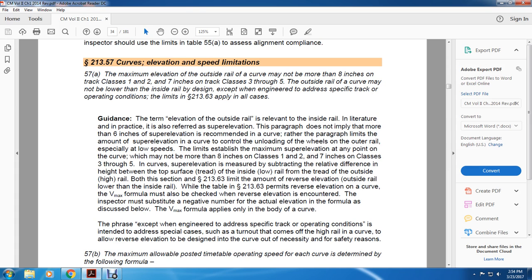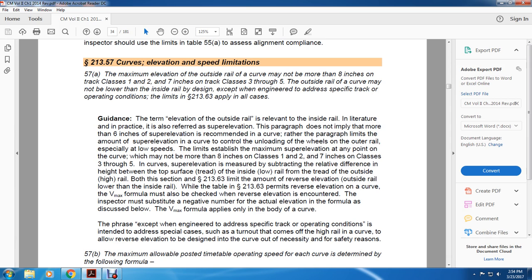The curve super elevation measures the relative difference in height between the top surface of the tread of the inside low rail and the tread of the outside higher rail, but section 213.63 limits the amount of reversal of elevation, where the outside rail is lower than the inside rail. The table of 213.63 permits the reverse elevation of the curve to Emax. The formula must also be used for the elevation and counter. The inspector must substitute the negative number for the actual elevation in the Vmax formula as applied within the body of the curve.